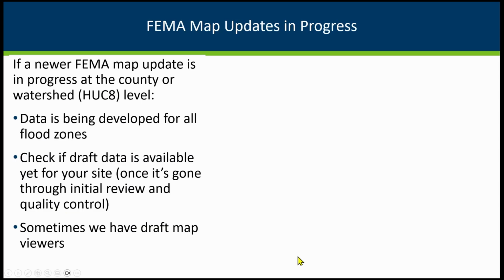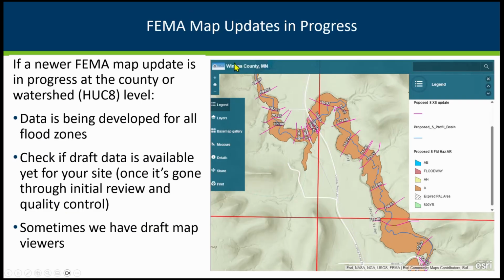So one example would be in Winona County. They don't have an official prelim map yet, but they do have a draft working map that they have made available to us, and communities there can be using that.